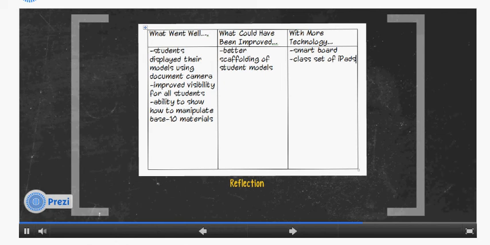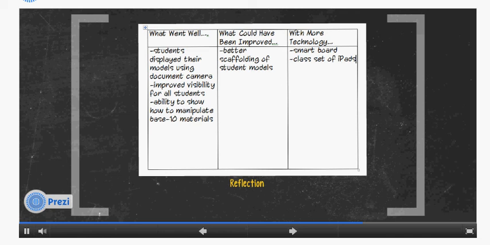The one thing I wish I would have done better would be to scaffold the student responses to the question so that the methods that the students shared would have been done from the least complex method to the most complex method. If I had more access to technology, I could have used a smart board to display the base 10 materials, which would have allowed the students to manipulate the materials directly on the board.